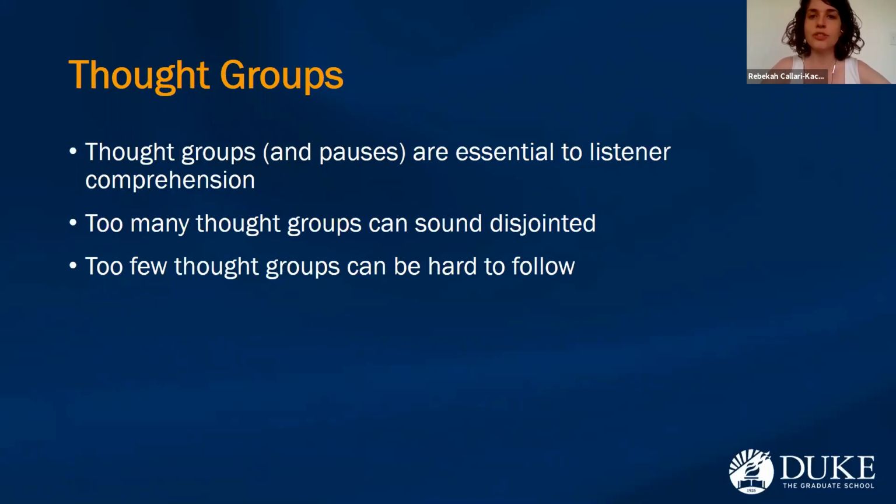Thought groups are essential to listener comprehension, and the pauses are also essential. And there's two primary reasons for that. If you have too many thought groups, so if you pause in between every single word, your speech can sound disjointed or robotic. If you have too few thought groups, so you speak without any pauses or taking a breath ever and you just have a constant stream of unbroken speech, it can be very difficult for your listener to follow or comprehend what you're saying.